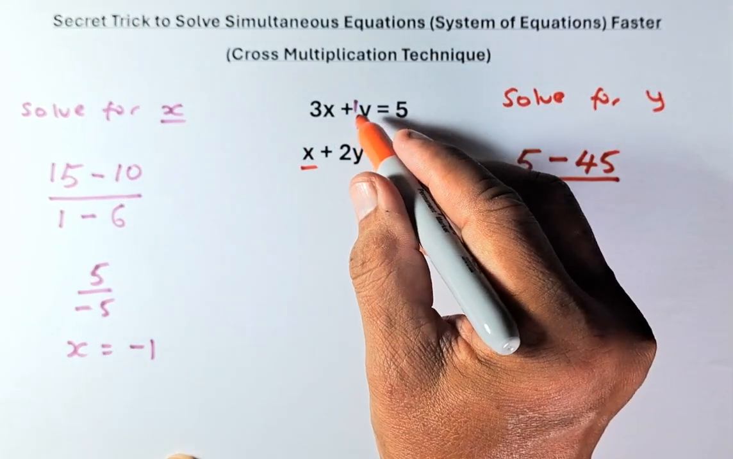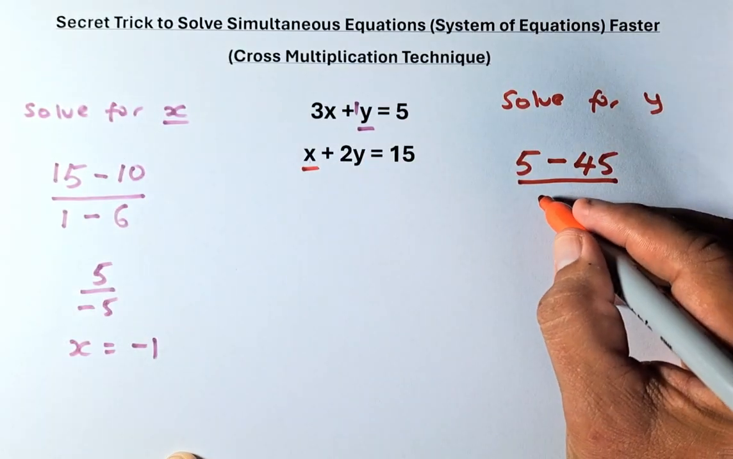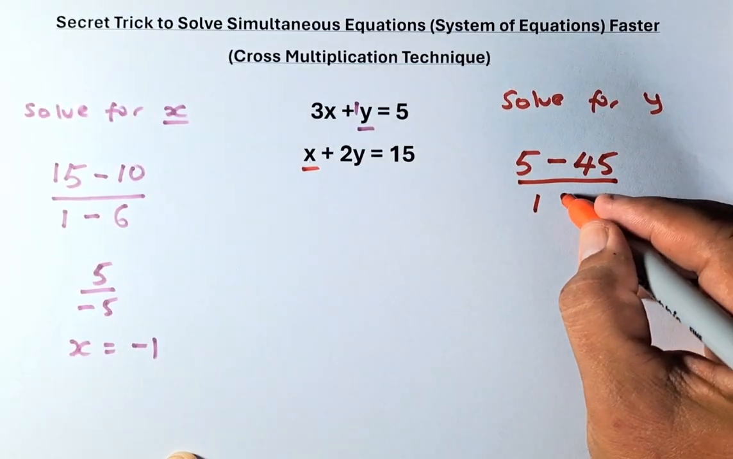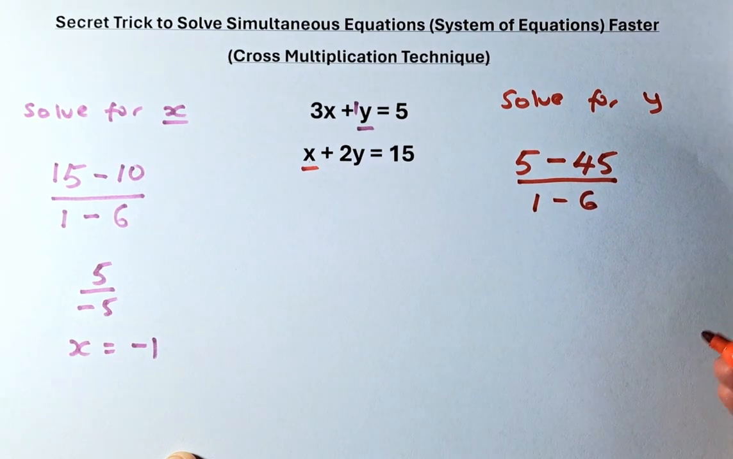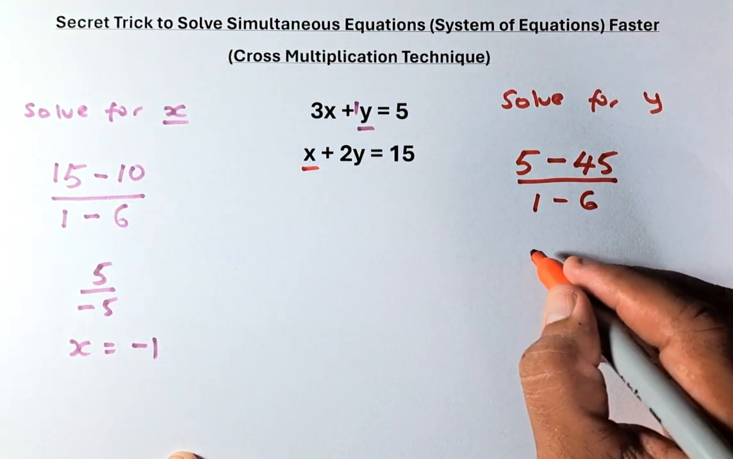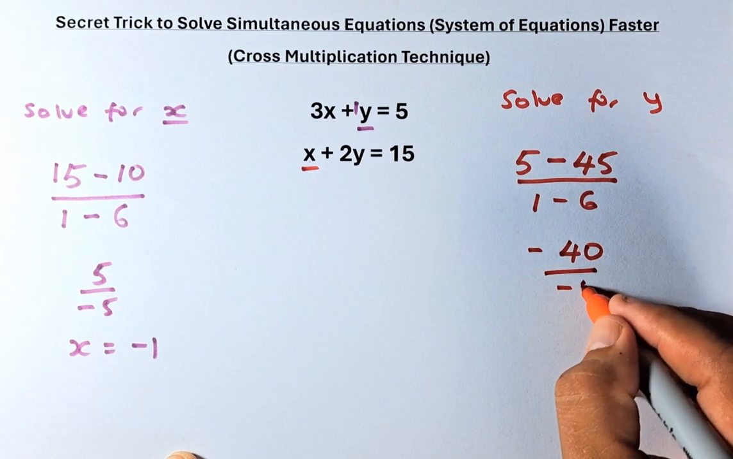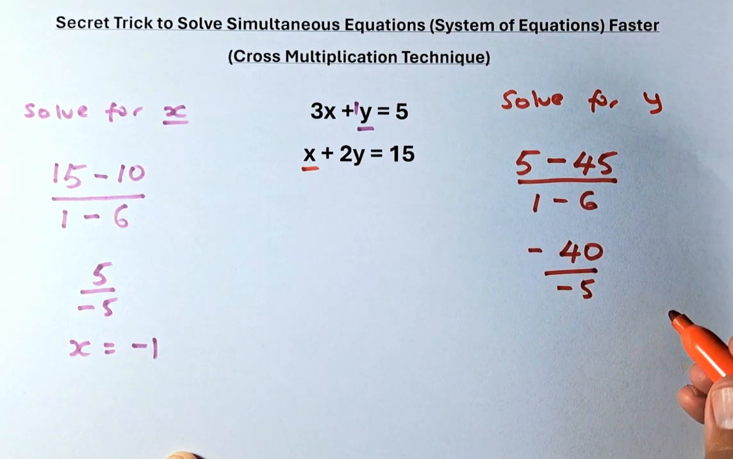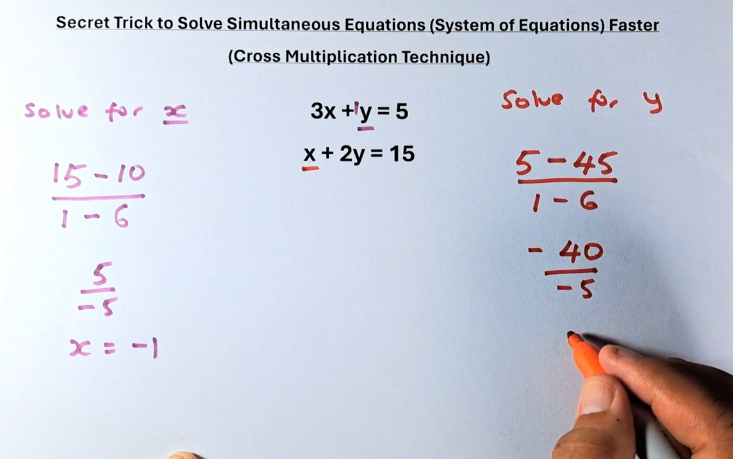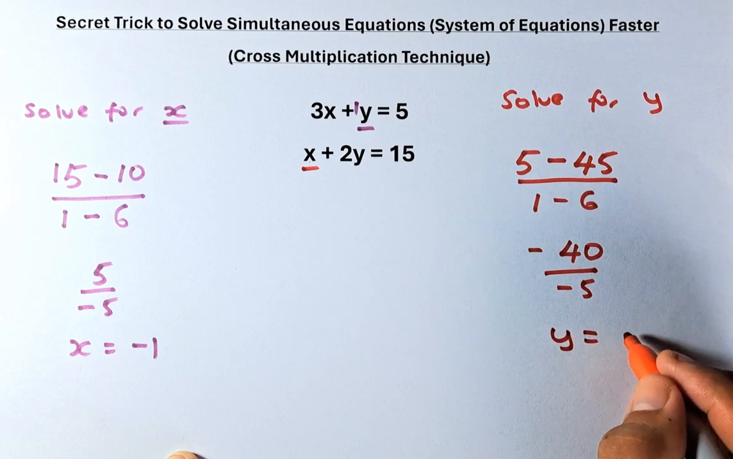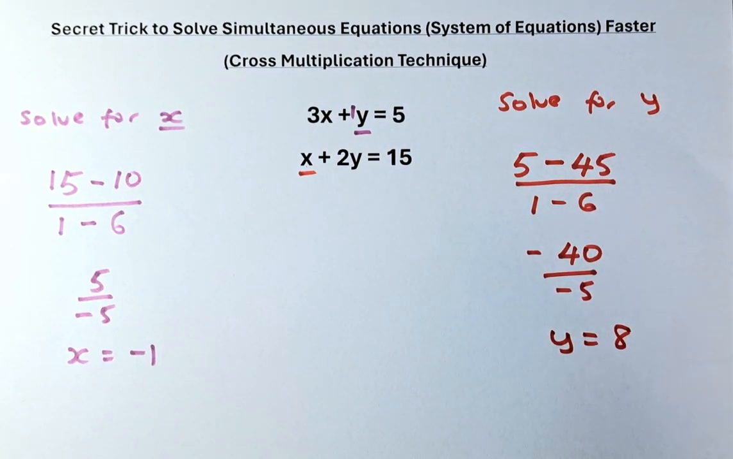So we're going to do it again. 1 times 1 is going to be 1. 3 times 2 is 6, so minus 6. So 5 minus 45 is going to be minus 40. And 1 minus 6 is going to be minus 5. And the answer, minus 40 divided by minus 5, and y equals 8. So that is so much faster than the elimination and substitution method.